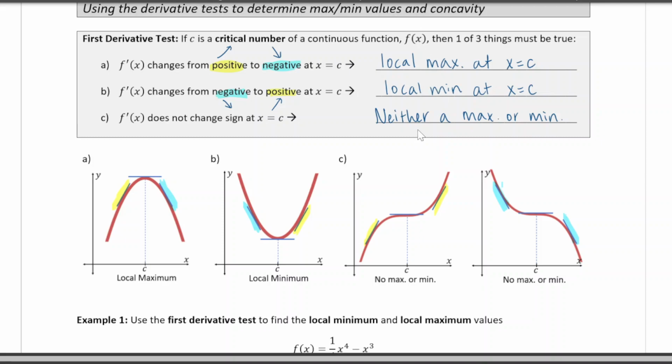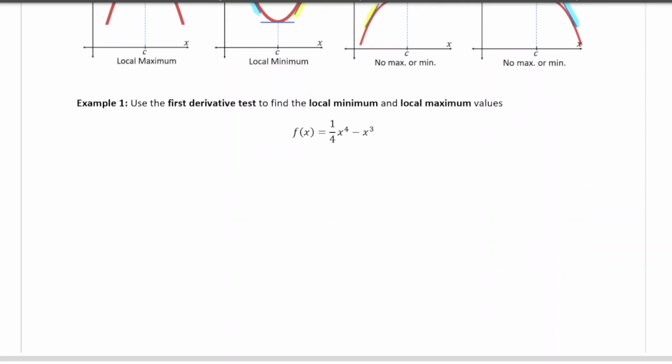Okay, so let's practice doing this with an example. We have a polynomial here. We're going to do the first derivative test. The first thing we do when we want to test is find our critical numbers. So we want to take the derivative here and find out where it's 0. This is a polynomial, so there's not going to be any endpoints or places where the derivative is undefined. We're just looking for where the derivative is 0. So let's take the derivative.